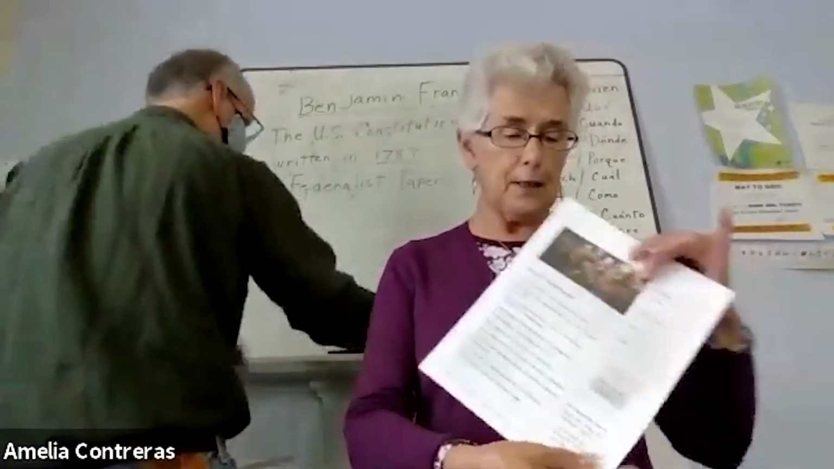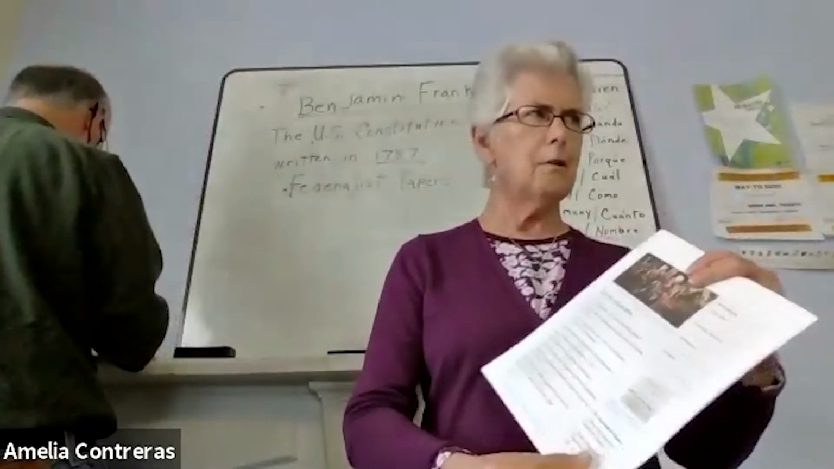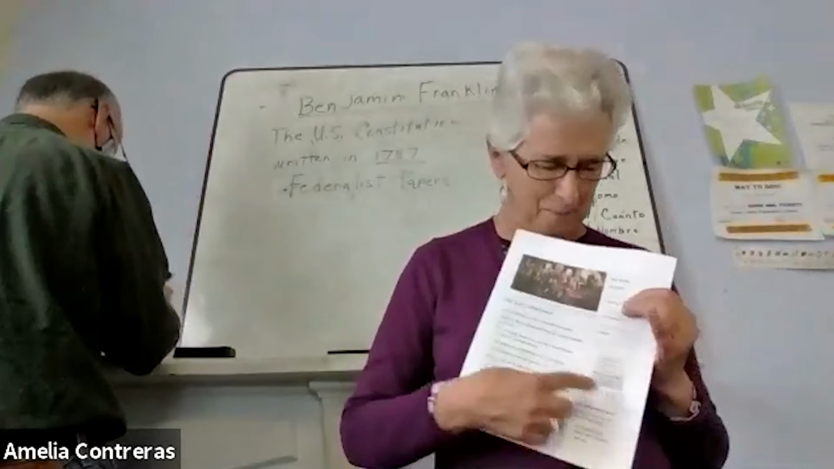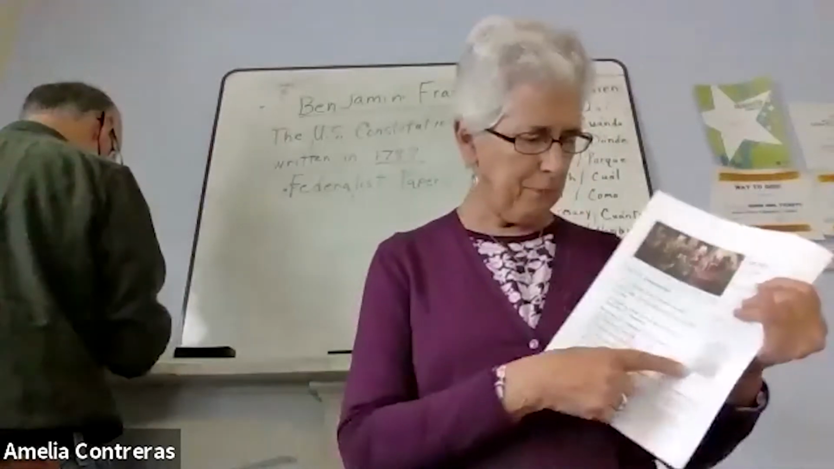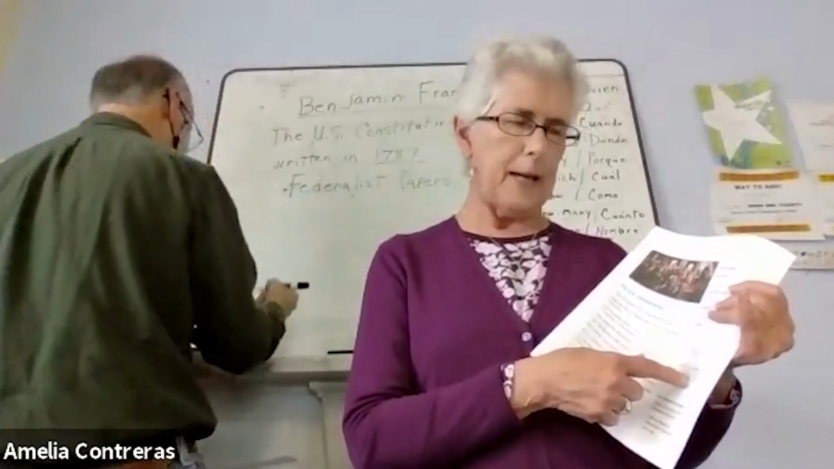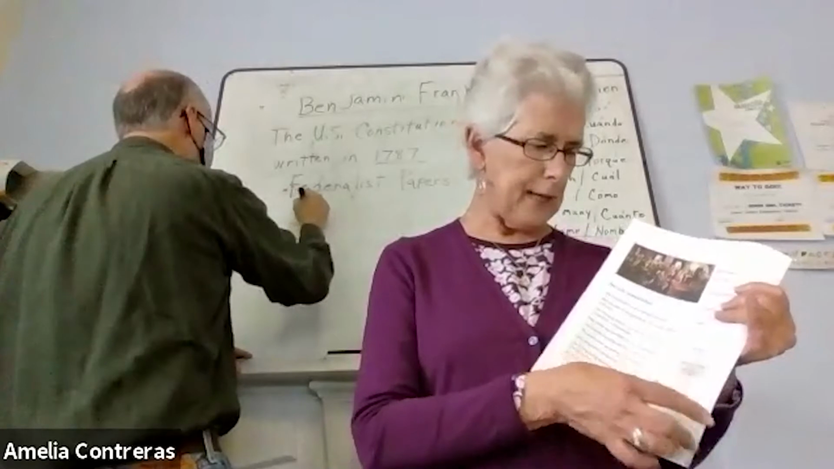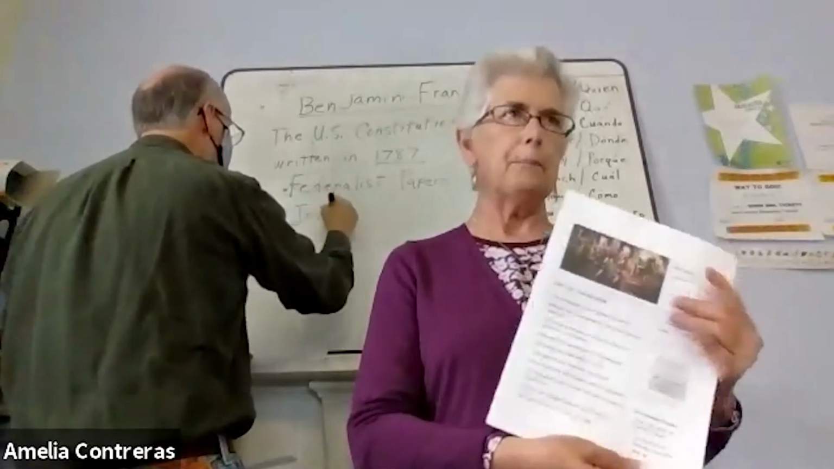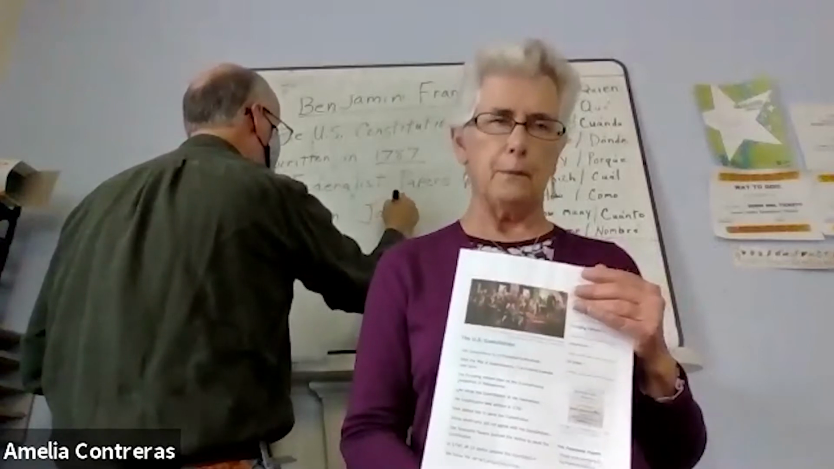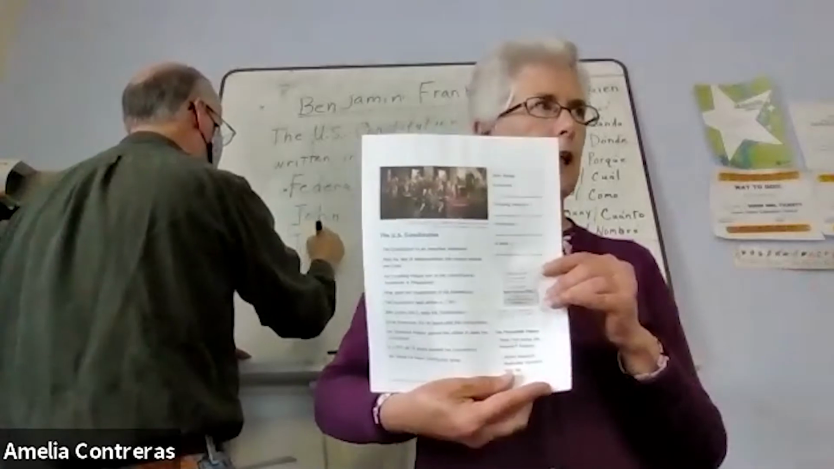Okay, under the box on the right-hand side is a page from the Federalist Papers. The Federalist Papers were written by John Jay, James Madison, and Alexander Hamilton. And they were telling people why it was important for us to have a strong federal government, that the states would have to give up a lot of their power.